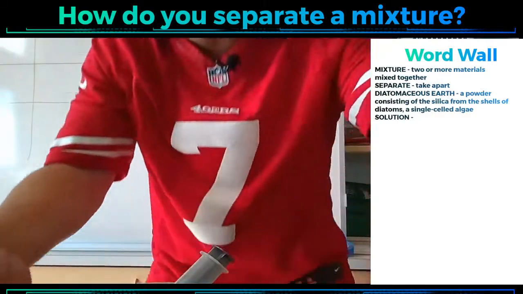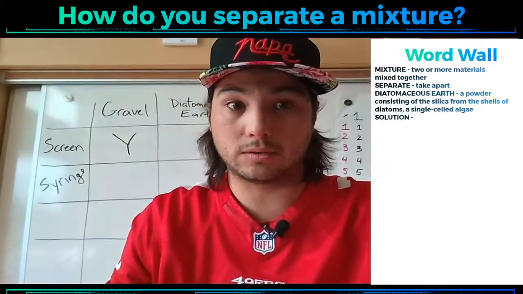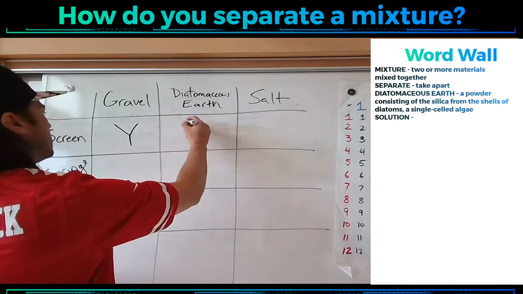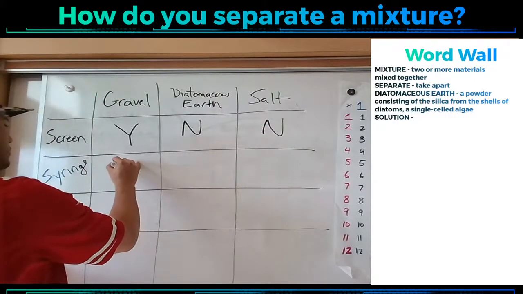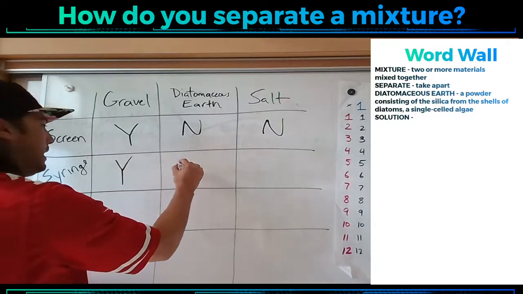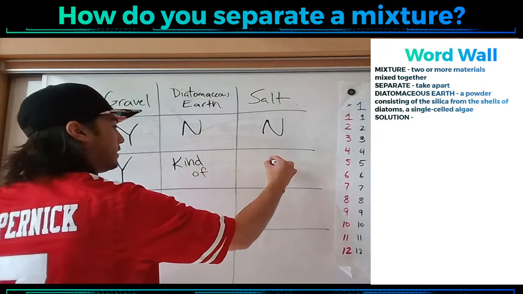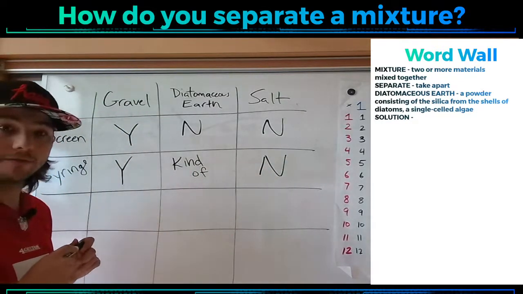So currently, let's update our thing. We're coming on 17 minutes, so I do want to be quick because I don't want to make this too long. But we've got a yes, a no, and a no. For syringe, we've got a yes, we've got a kind of, and we've got a no. All right, so that's what we have so far.